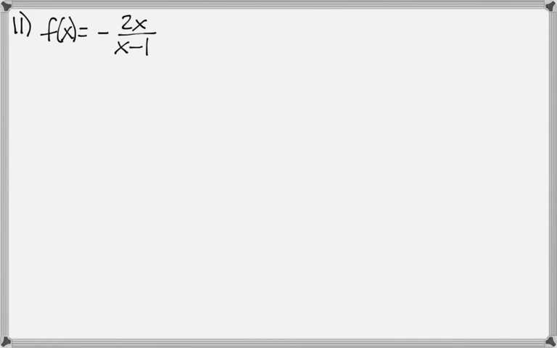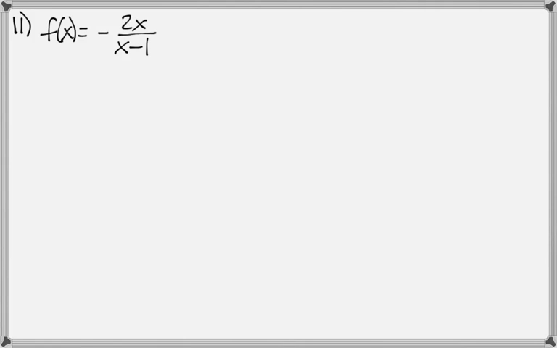Number 11 is kind of tricky because of that negative sign out in front and because we have two x's here. So the negative out in front, you can choose to give it to the top or the bottom. You can't give it to both because then the negatives would cancel out and it would become positive. If you do give it to the denominator, you need to distribute it to both the x and the minus 1 because there's an implied parentheses around the denominator.